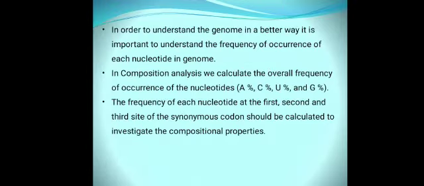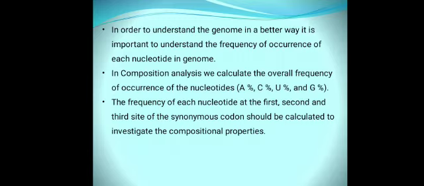In order to understand the genome in a better way, it is important to understand the frequency of occurrence of each nucleotide in a genome. In the composition analysis, we calculate the overall frequency of occurrence of the nucleotides adenine, cytosine, uracil and guanine, and the frequency of each nucleotide at the first, second and third site of the codon will also be calculated. To perform this experiment, we will use a freely available online tool, that is MEGA.